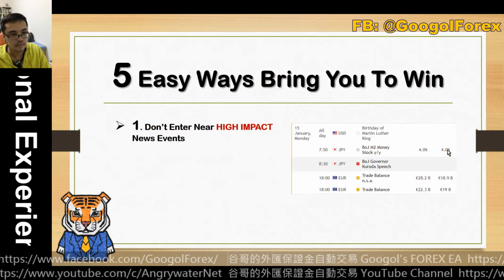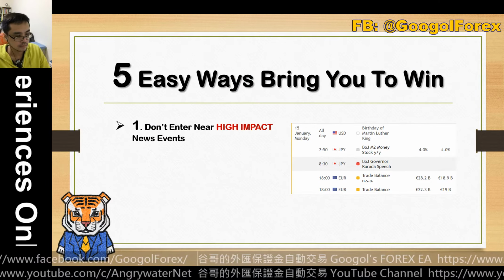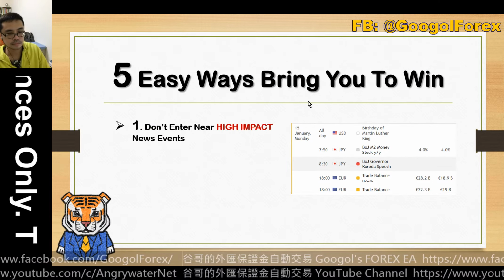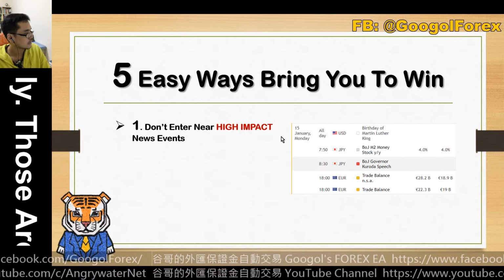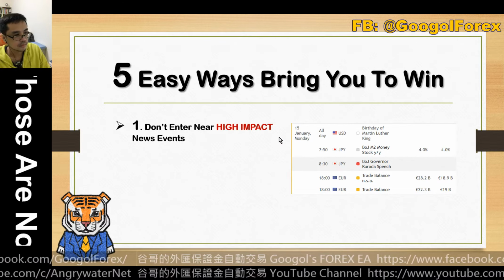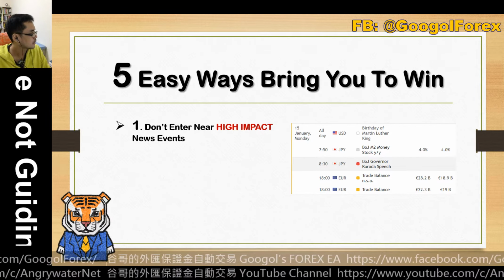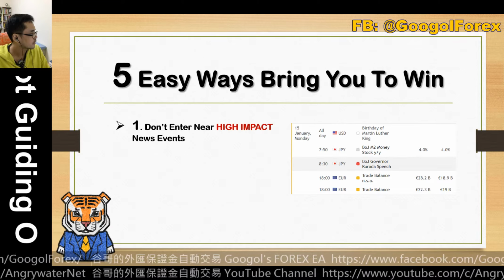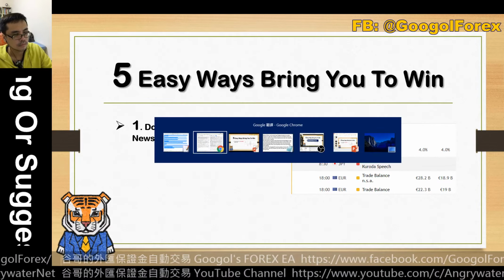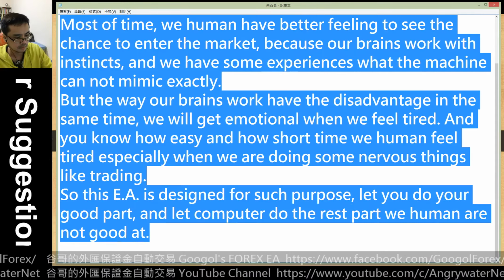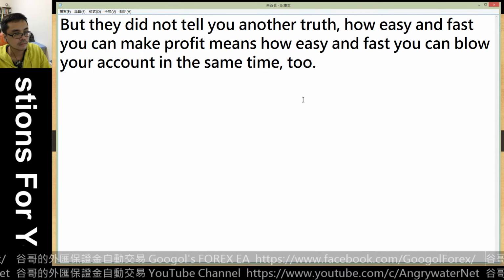First of all, maybe some traders have told you news trading is easy and fast money for them. But they did not tell you another truth. How easily and fast you can make profit means how easily and fast you can blow your account at the same time, too. When a high-impact news event is coming, not only will the institutions take advantage of us retail traders, but also your brokers and liquidity providers will play dirty tricks on your trades and your accounts.